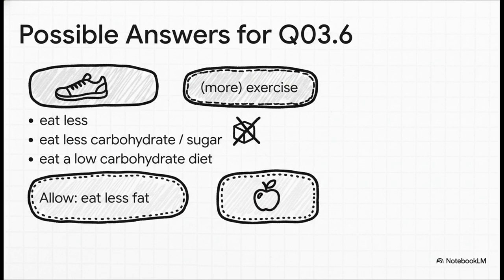The obvious answers, of course, are getting more exercise or cutting back on carbs and sugar. But look closer. They'll also accept things like eat less fat. They'll even give you 1 mark for a more general answer like lose weight. Knowing this range of possibilities is a massive advantage in an exam.